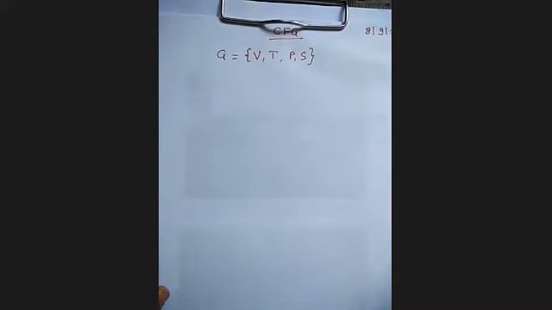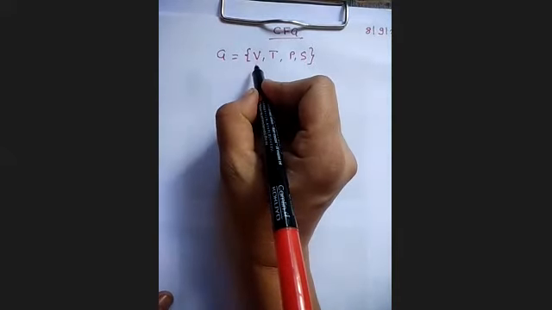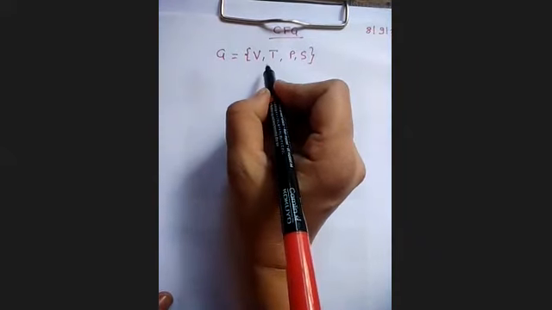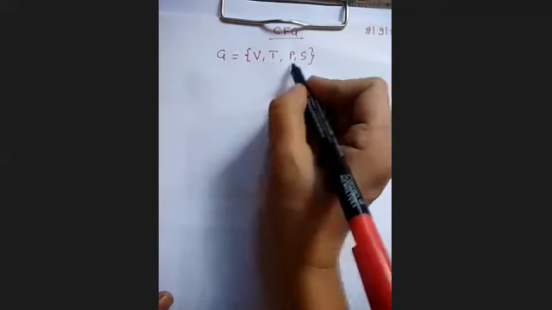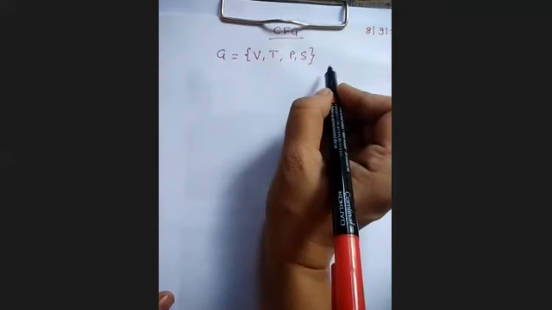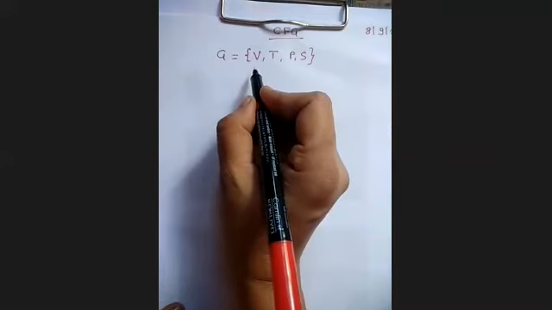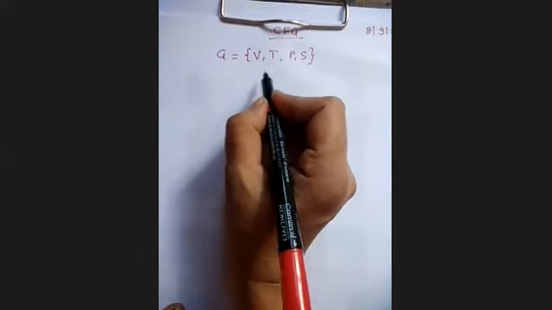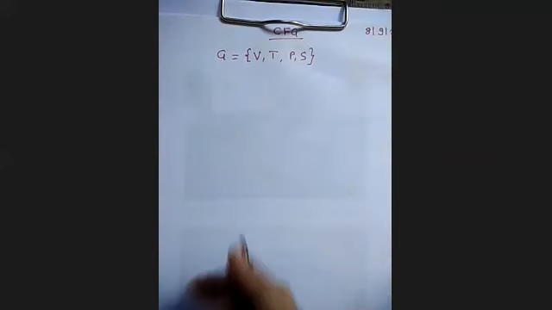Okay. So what are the V, T and P, S? V we have seen what? It is a set of non-terminals. T we have seen what? Set of terminal symbols. P is the set of production rules. And S is a start symbol. Okay. So non-terminals are used for defining the rules. And the terminals are the what? These are the parts of generated statements.